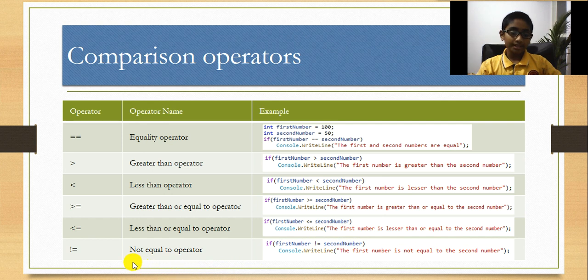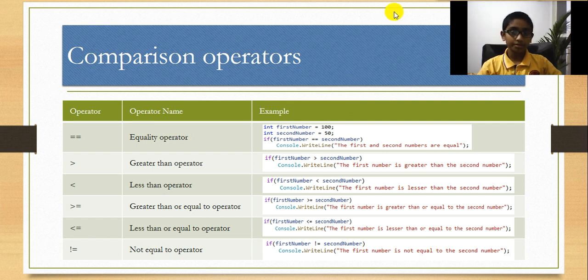Now let's understand the not equal to operator. Basically, we can use the not equal to operator with the exclamation mark and the equal to sign. Let's understand this with an example. So I'm saying if first number is not equal to the second number, then write on the console the first number is not equal to the second number. Now I hope you're clear about these operators, and let's see all these concepts in action in Visual Studio.